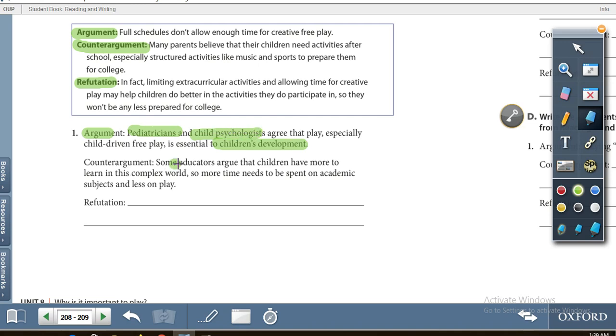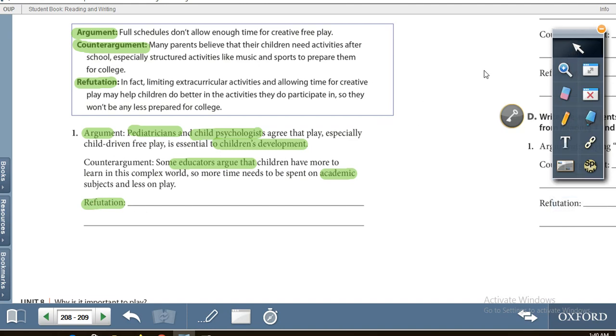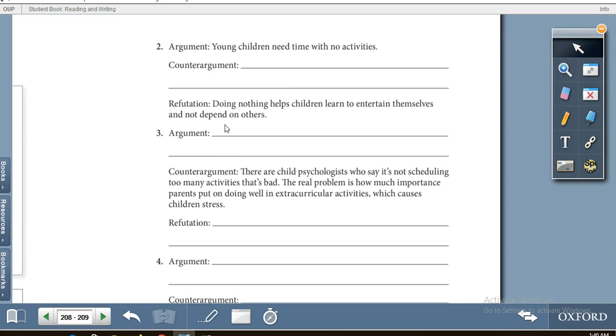Some educators argue that in this complex world, more time needs to be spent on academic subjects. This is the counter argument, which is the argument of the other person. And refutation is when you deny both and write a third point of view. Okay, here we have the activity argument.